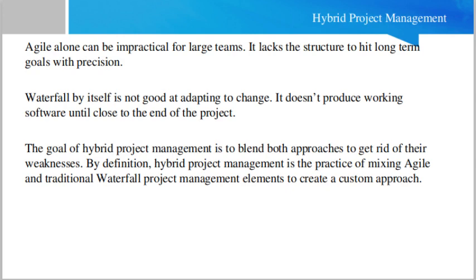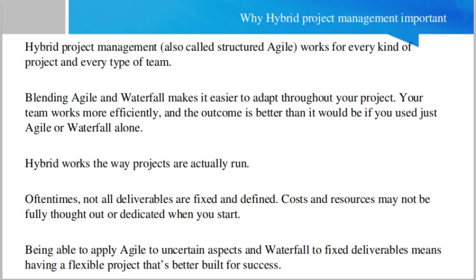Now the goal of hybrid project management: what is hybrid? Hybrid is a combination of both waterfall and the agile based approach. So the goal of hybrid project management is to blend both approaches to get rid of their weaknesses. By definition, hybrid project management is the practice of mixing agile and traditional waterfall project management elements to create a custom approach actually. Now why do we have to use hybrid project management if we already have waterfall and agile approaches available separately?